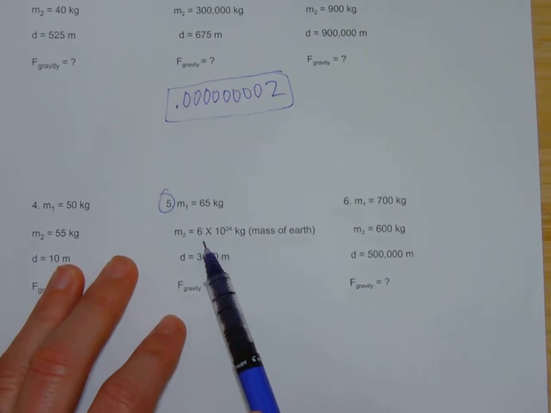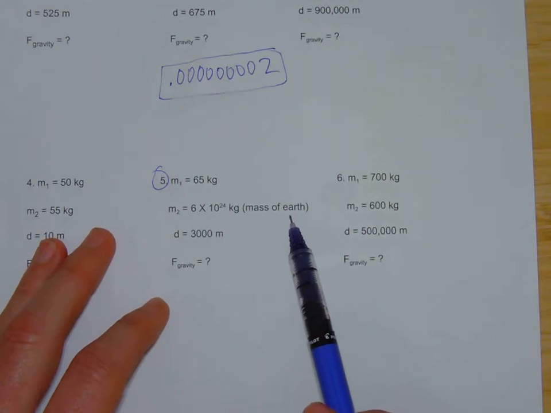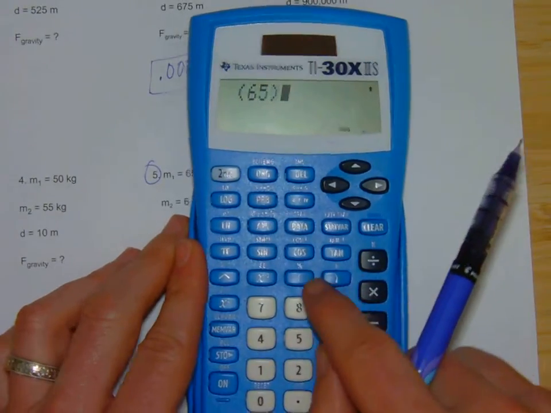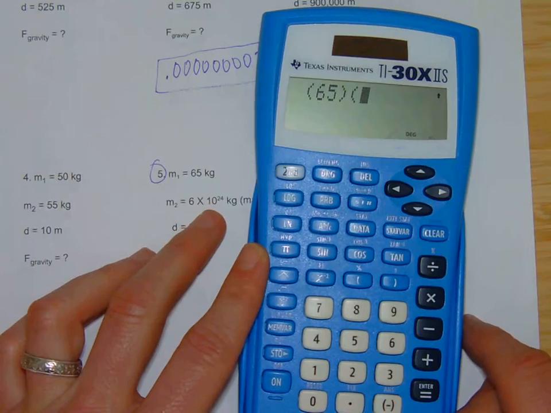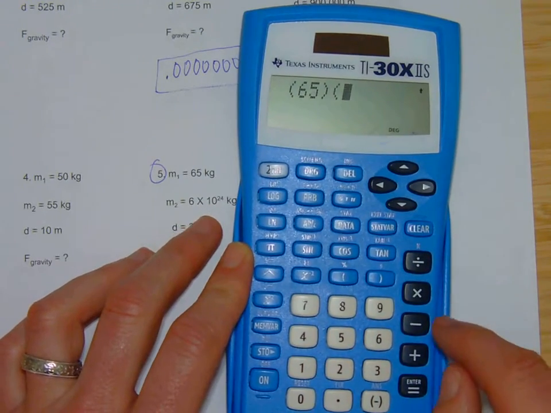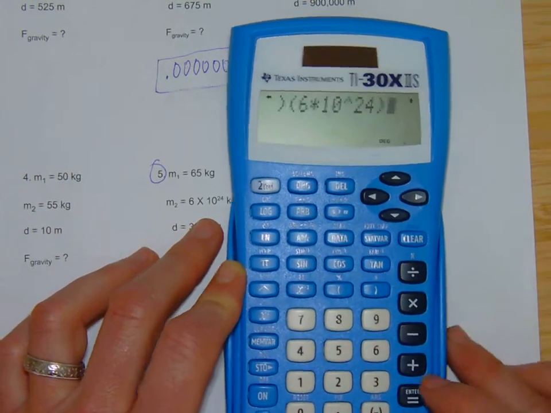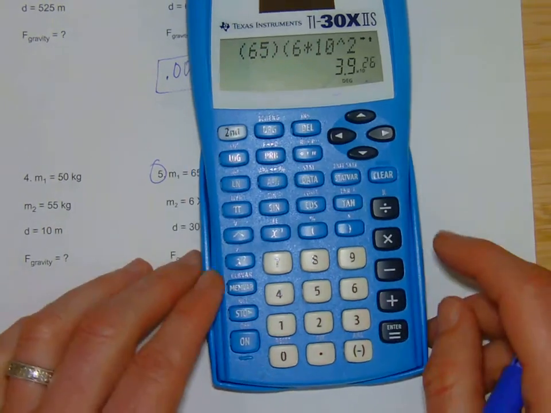I'm going to do number 5 with you just so you can see what happens when you have a big mass like the Earth here. All right, so nothing changes. It's going to be 65, which would be like a normal sized person. Just an average sized person, I should say. Multiply it by 6 times 10 caret 24. Hit enter. So there's an in-between step. 3.9 times 10 to the 26th.